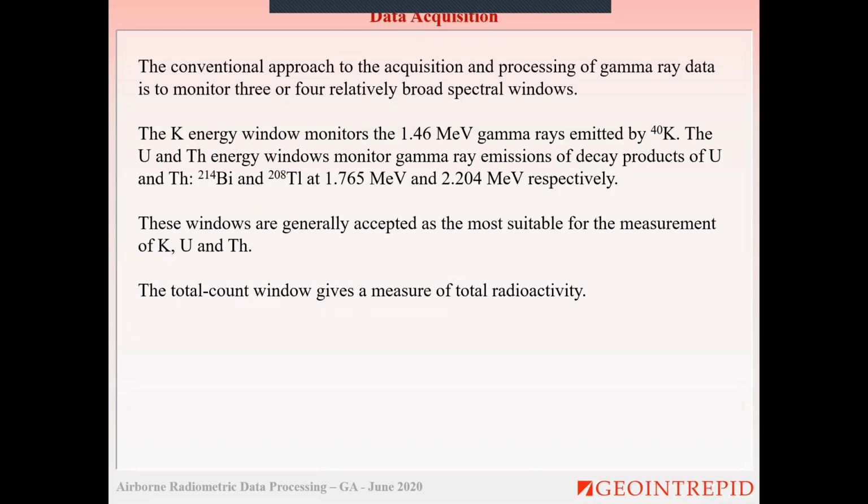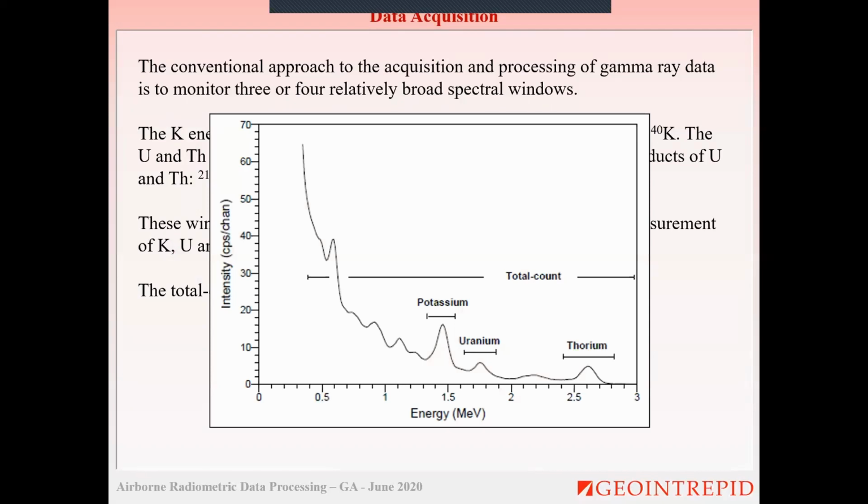We always assume that there is equilibrium in the decay chain. So if we measure a daughter product, then we assume that we actually get the concentration of the mother product correctly as well. This is not always the case, and this disequilibrium is a problem. It can occur in the uranium decay series because of radon. So these 3 or 4 windows are generally accepted to measure potassium, uranium, thorium in geophysics. And the total count window gives a measure of total radioactivity or dose rate, or whatever we could put it in.